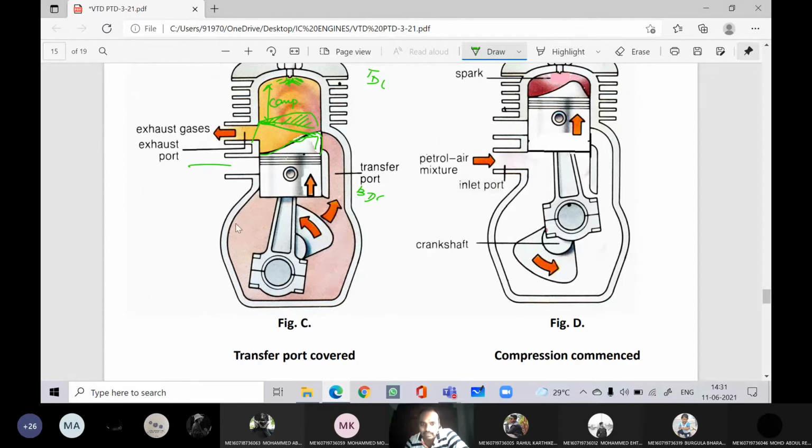During this time, whatever charge is present inside the crankcase will be compressed. During the return stroke, it creates vacuum. Therefore, the fresh charge will be admitted into the crankcase. Again, it covers the transfer port, then it covers the exhaust port. Then compression, power stroke, then suction, compression. Is it clear?